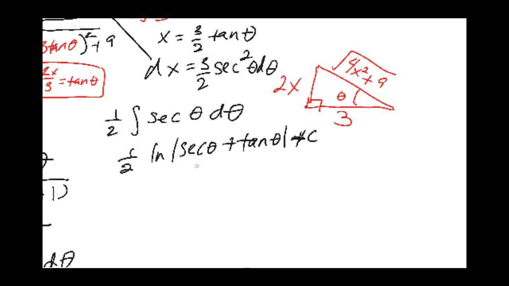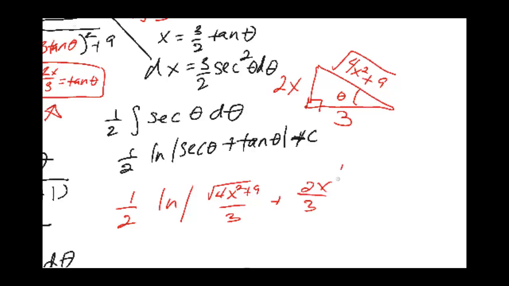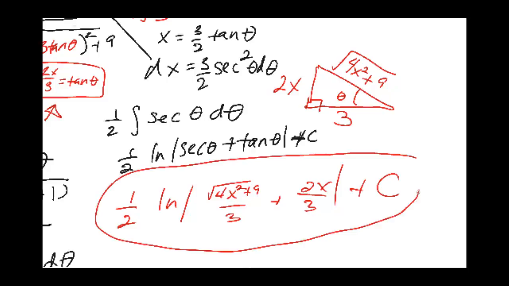So my final answer then would be 1/2 ln of secant, which secant is hypotenuse over adjacent, right? Reciprocal of cosine, so it would be that, plus tangent, if you remember, that's this thing, so we don't have to use a triangle for that, and then plus c, and that's your answer. If you wanted to, you could put these over a common denominator, make it over 1/3, but that's good enough.